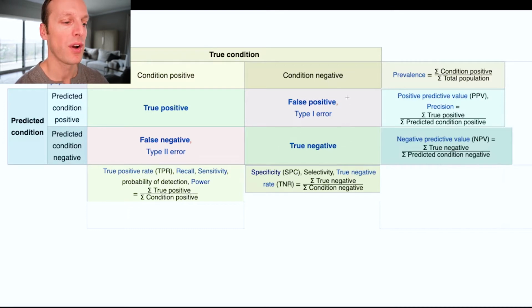Same thing here with the specificity. It's the true negative over all the negative conditions. Again, we want to know if we can rely on the positive test. So a highly specific test is going to have a small number of false positives, and so therefore that's going to increase our specificity by having a low false positive rate.